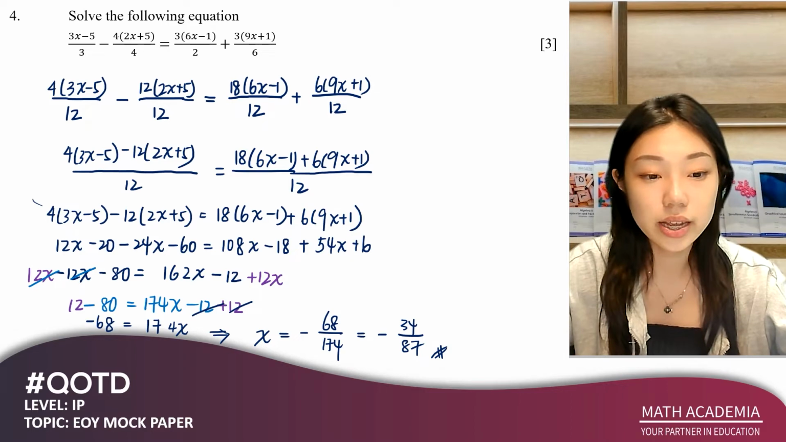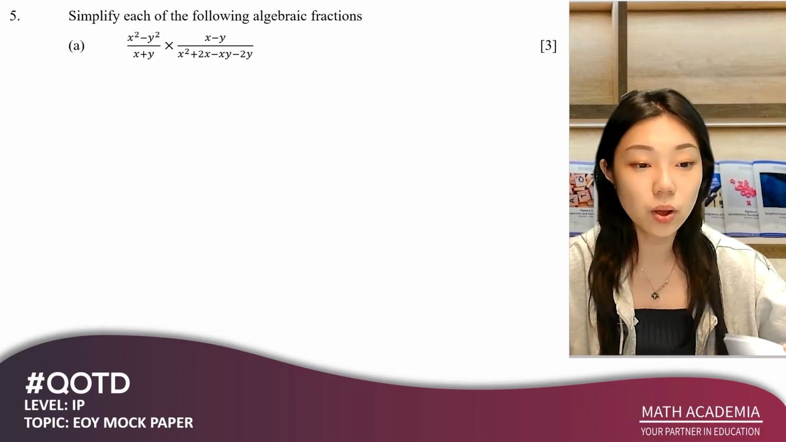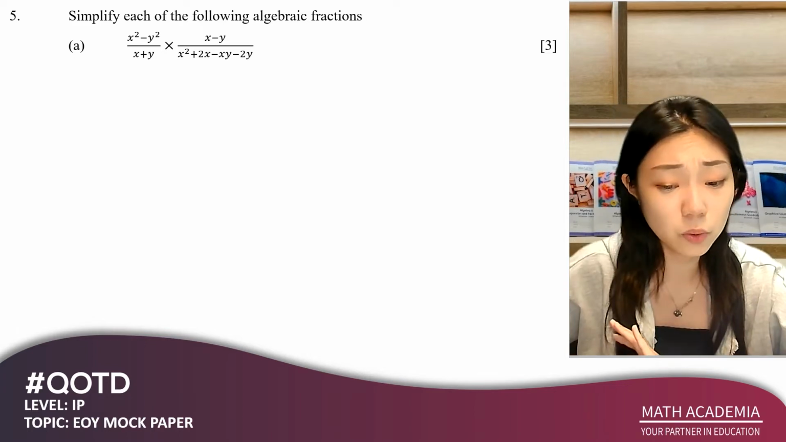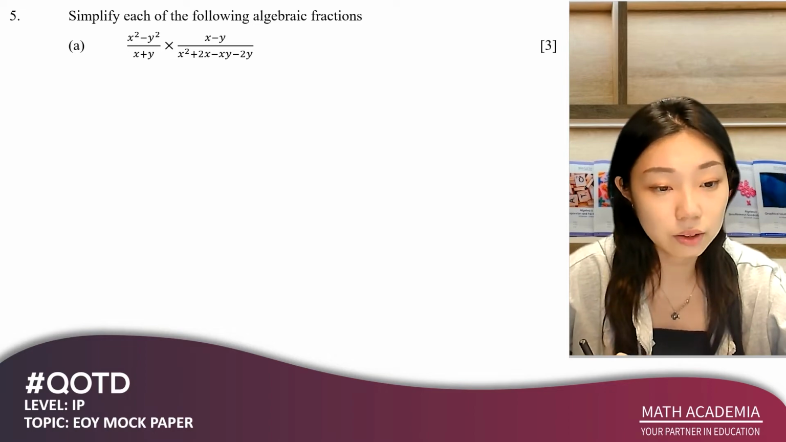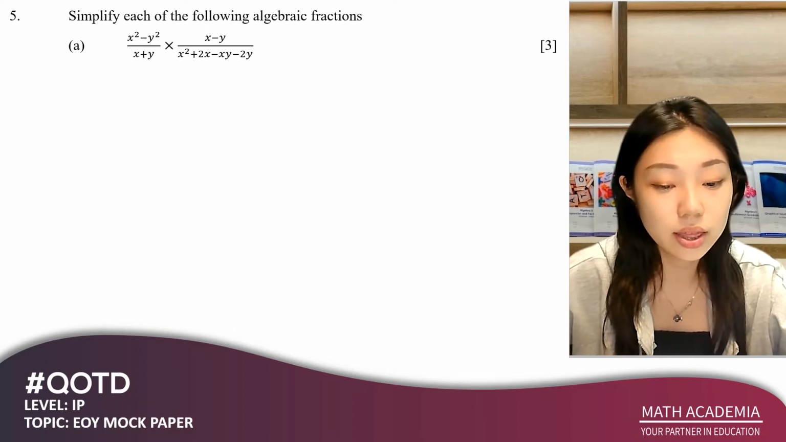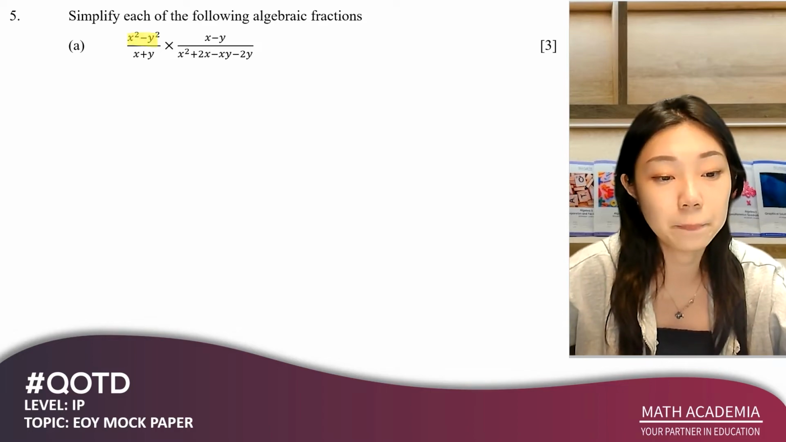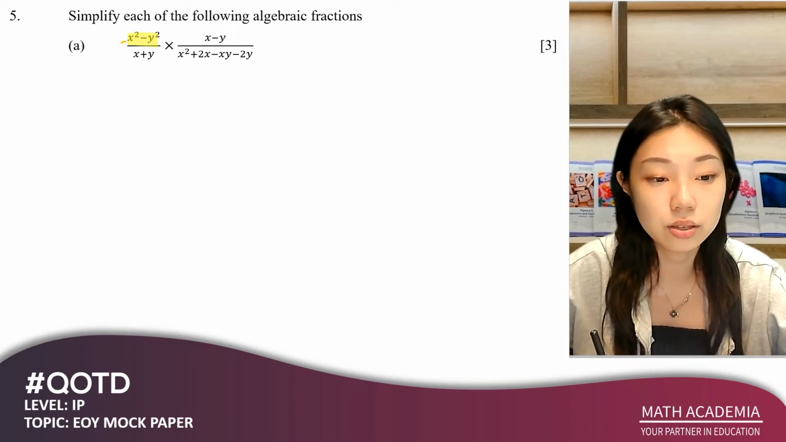Alright, next let's look at question 5. Question 5, they want us to simplify the algebraic expression. So even before we start to do anything, let's study what we have, okay? When I look at this expression over here, I have x squared minus y squared. So when you see something like that, your alarm bells should ring.